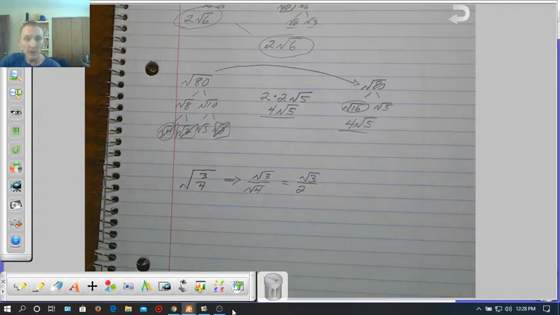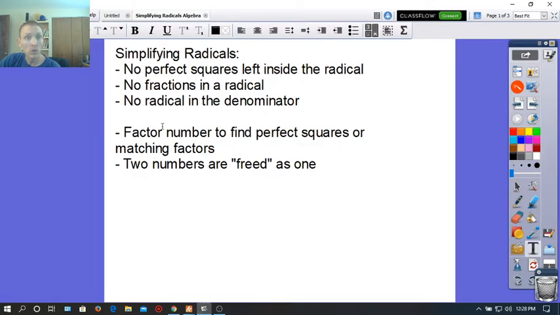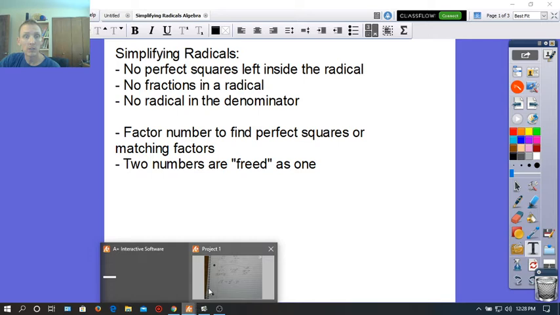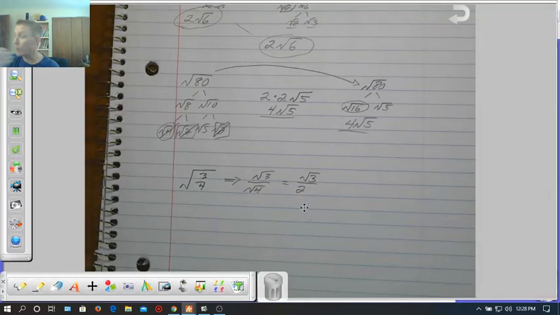And if I go back to my final rule, no radical in the denominator, fortunately, the square root of 4 took care of that for me. And that's going to be the case for every problem tonight, is that the denominators should be perfect squares. We'll address later on what to do if it's not a perfect square.